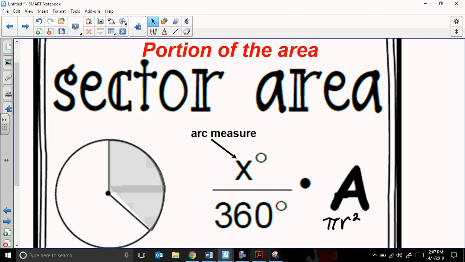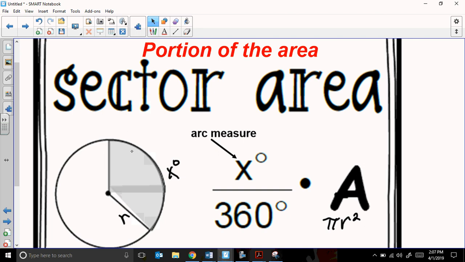So just for reference, area and circumference are always on your formula sheet, but the formulas for sector area and arc length are not. But if you know that one is times area and the other one's times circumference, just remember the x over 360. And remember, x is your arc measure, and then you have your radius, okay?